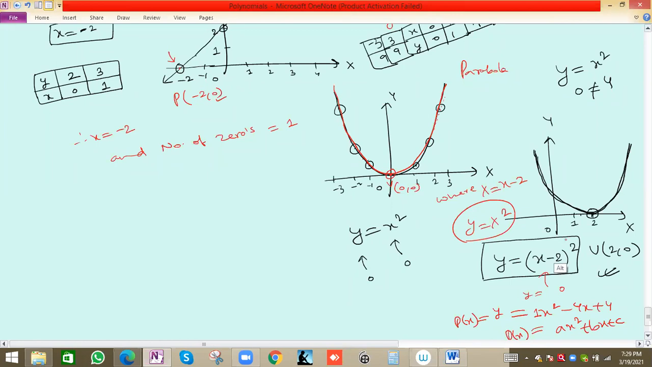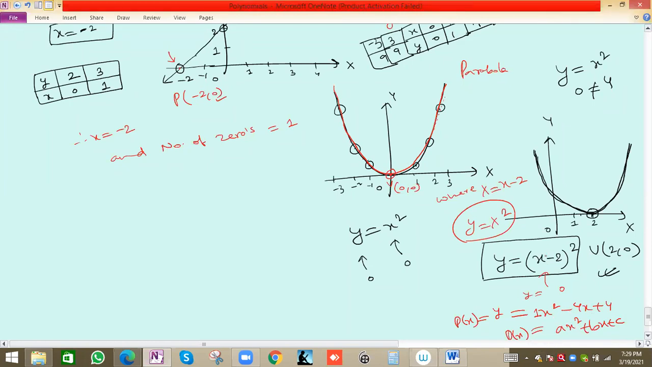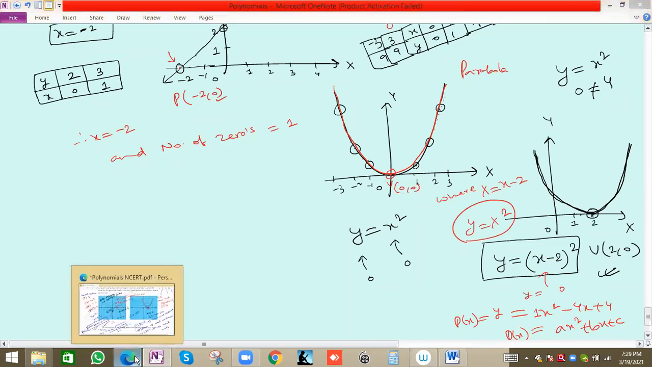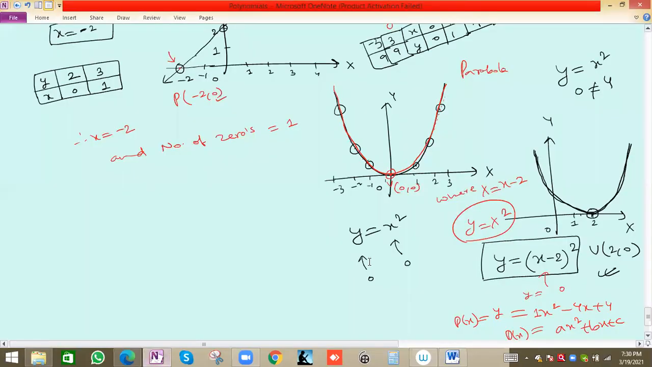Shifting to the right-hand side will be x minus 2 whole square, because if we now put x value 2, y will be 0. If you take the x value, we get the second coordinate, the y value. And if you complete the square, x square minus 4x plus 4, the a value is 1, b is minus 4. Comparing with the standard equation ax square plus bx plus c, a value is 1, greater than 0, that means this parabola will open in the upward direction. If a is less than 0, it opens downward, and if a is greater than 0, upward. I hope everyone got this understanding.